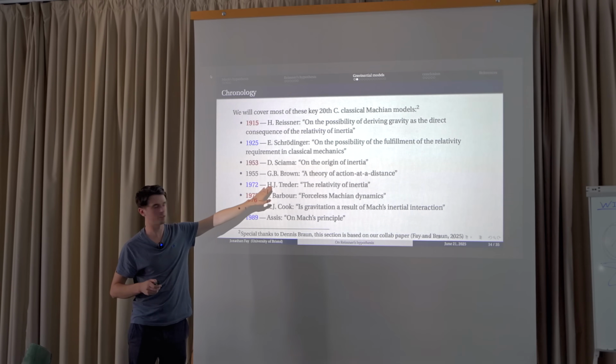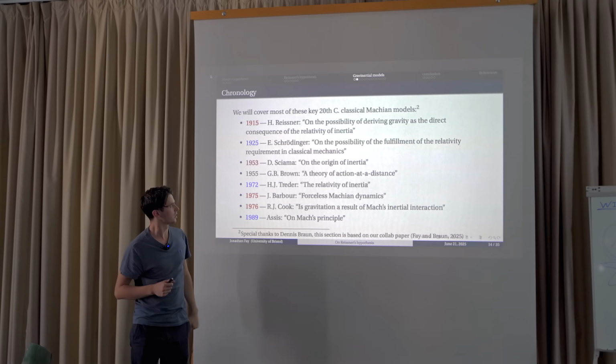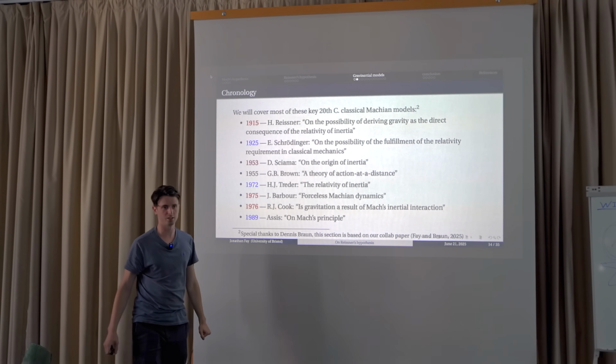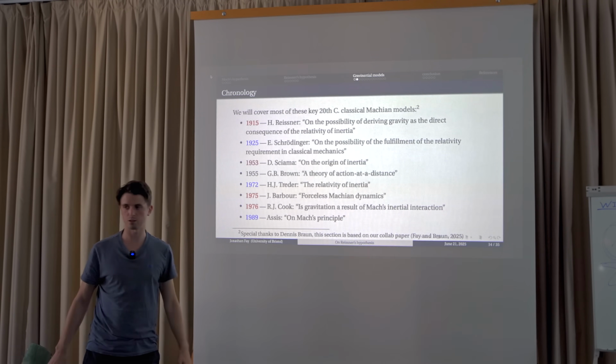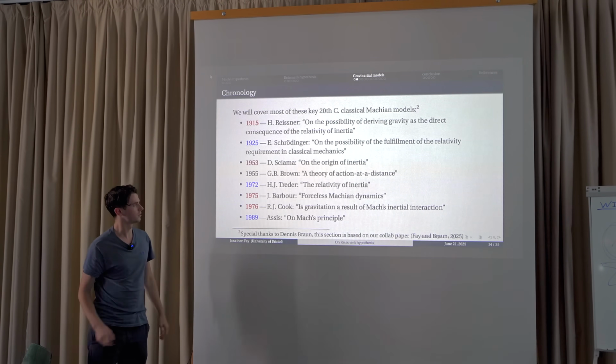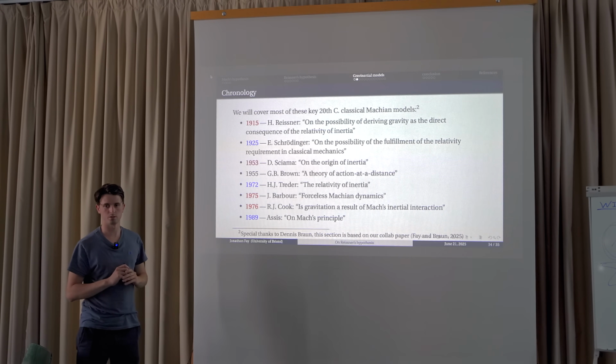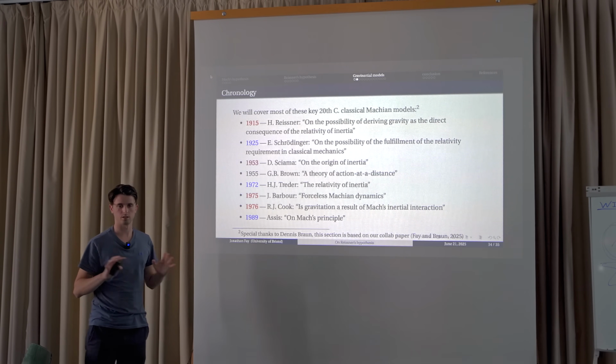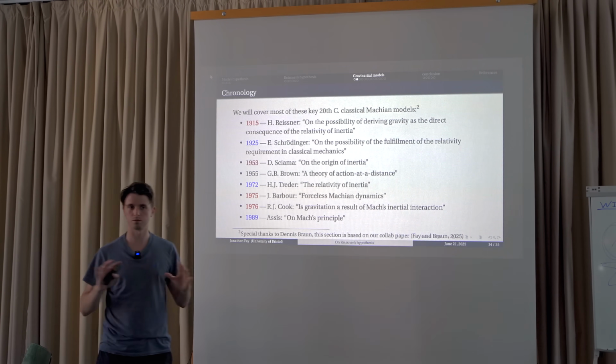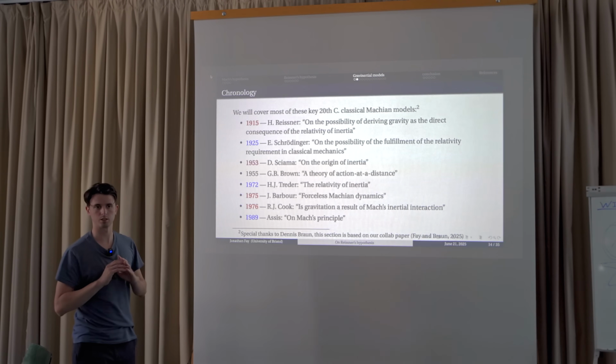Unfortunately, we don't discuss Guy Burniston Brown's theory, which very little is known about, from 1955. But it's also one of these models, kind of Machian models of gravity and inertia in the entire universe.